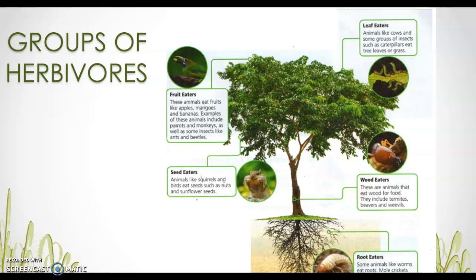Animals that eat leaves are called folivores, or we can call them leaf eaters, okay? A special group of mammals known as ruminants, such as cows, belong to this group, but we can also mention examples of some insects, okay?